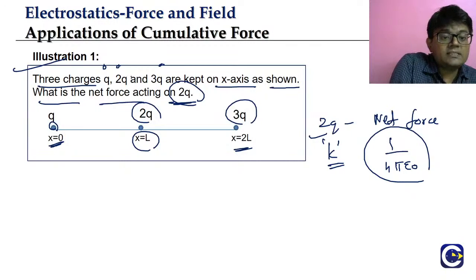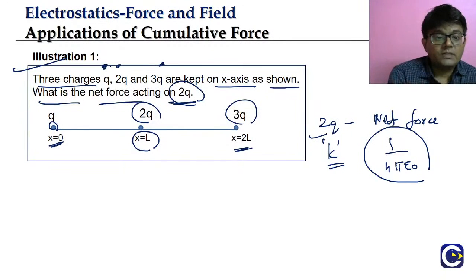Because these are in parameter form. They are not giving the charge values, just Q, 2Q, 3Q. So we are going to keep K as it is in the final answer, either K or 1 by 4 pi epsilon naught. Okay? So what should we do? We should find the net force acting on the 2Q charge.